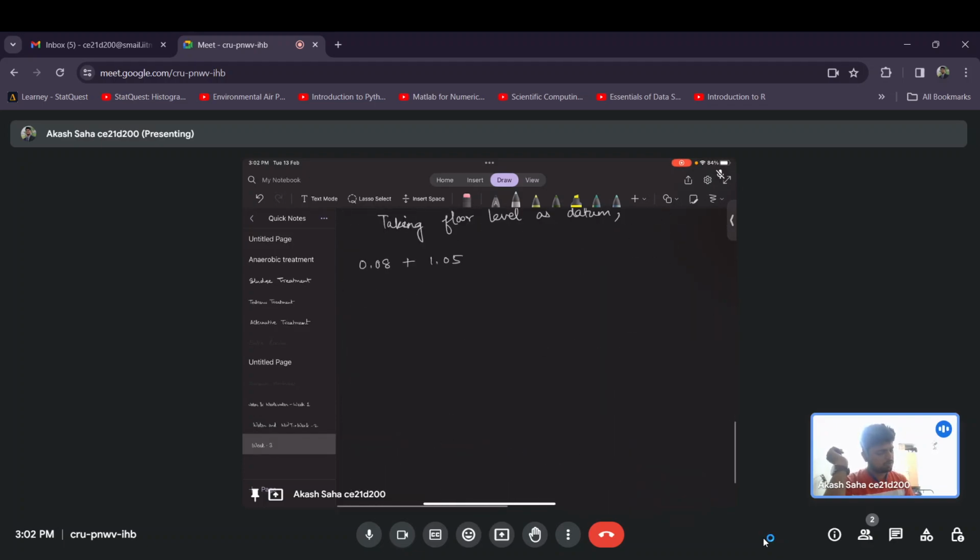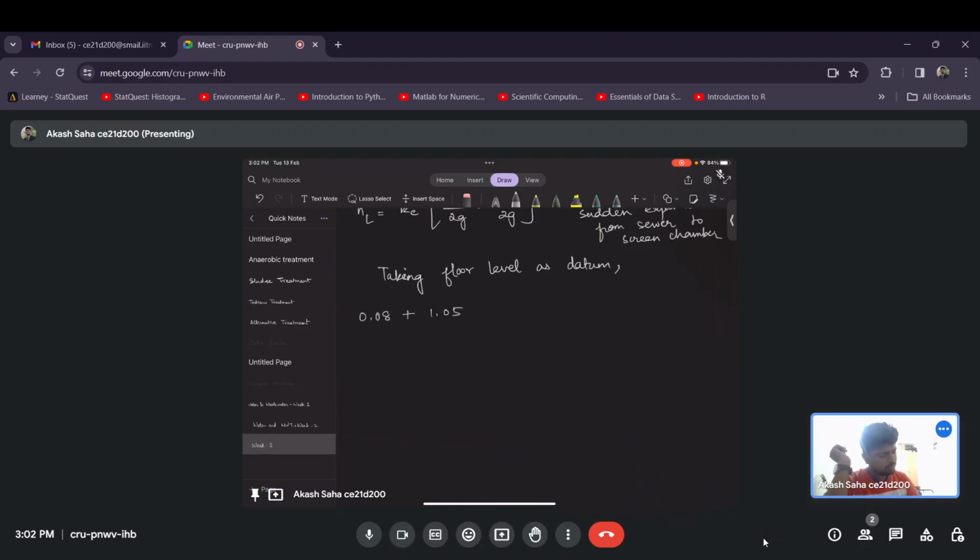So it is 1.05 plus V1 square by 2g. My V1 is 1.16, so 1.16 square by 2 into 9.81. Now I have taken the floor level as datum, so my Z2 will be equal to 0. Now D2 I don't know. D2 is the parameter which I have to find out.